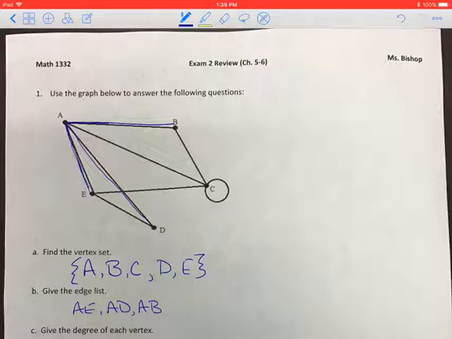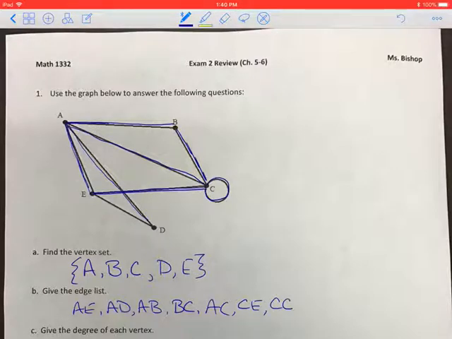Now I look at B. I've already listed the edge going to A, so all I have is the edge from B to C. Now if I look at C, I missed AC. So I missed one from A the first time, so I can catch it this time. There's A to C, and then there's also C to E. And I tend to list them alphabetically, but it doesn't matter what order the letters are in. I also have a loop, which is C to itself, so we're going to list that C, C.